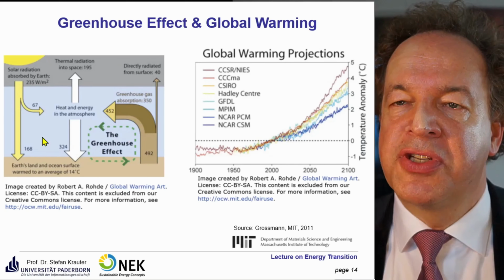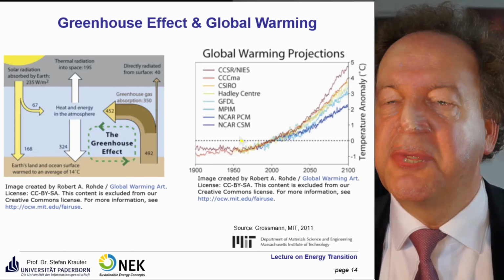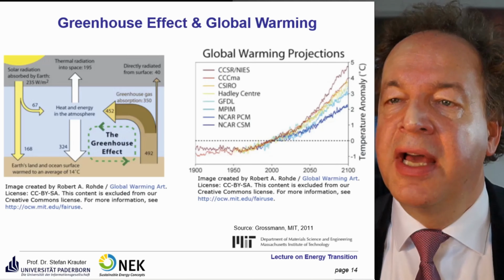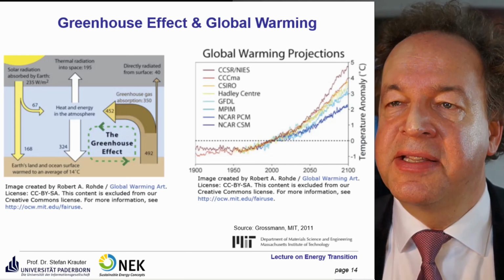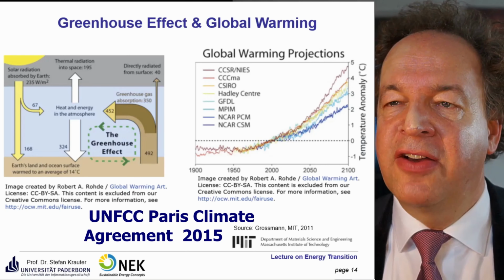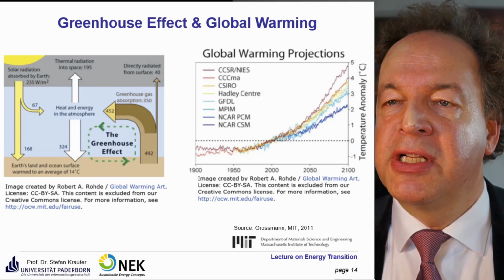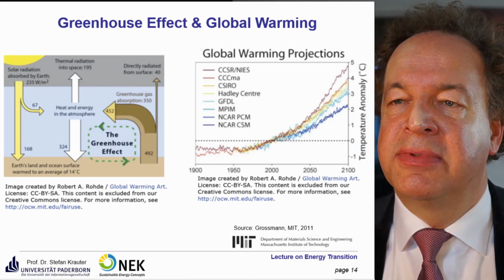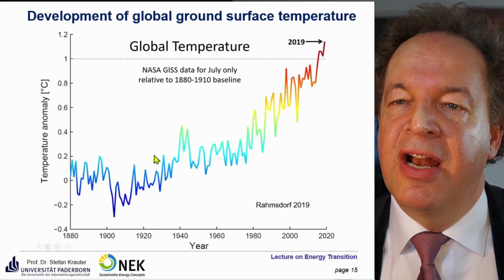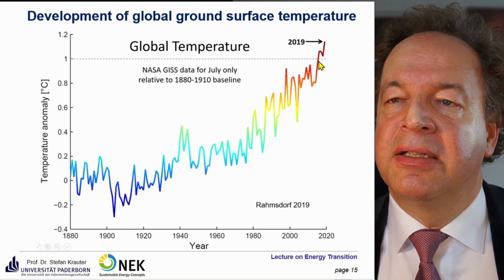Here is also a more simplified energy flow by MIT. You can do nice simulations. These are the different results, but all show a significant increase in temperature over the next decades. The Paris Agreement said we shouldn't go above 1.5 degrees Celsius temperature elevation, or 2 degrees, but you see all models predict a much larger temperature increase in the next decades. Here you see the actual temperature development.